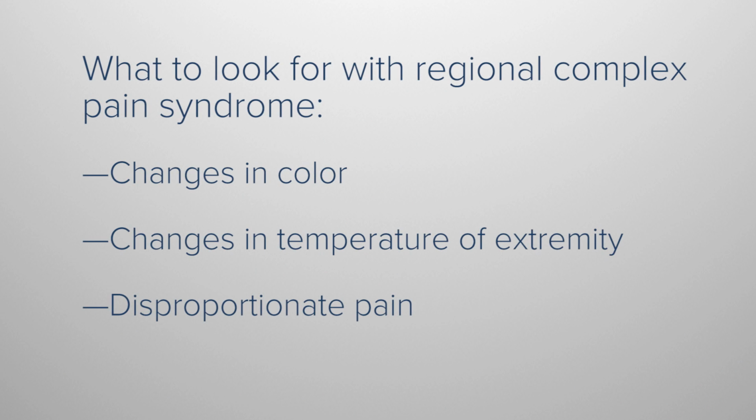So again, what we're looking for are changes in color, changes in the temperature of their extremity, and most importantly, actually, is pain out of proportion to the inciting event. If they only have pain out of proportion, or if they only have allodynia or hyperalgesia, then that's neuropathic pain, but it's not necessarily CRPS. There's a lot of different types of neuropathic pain.